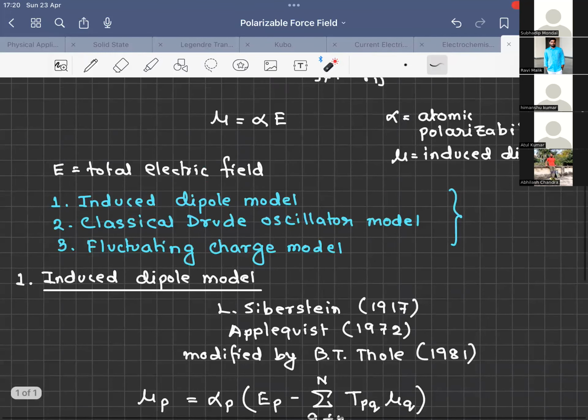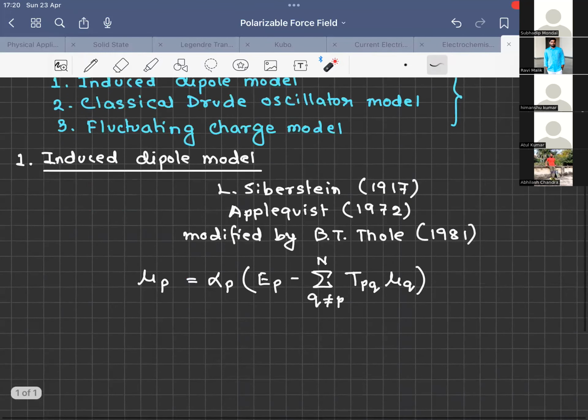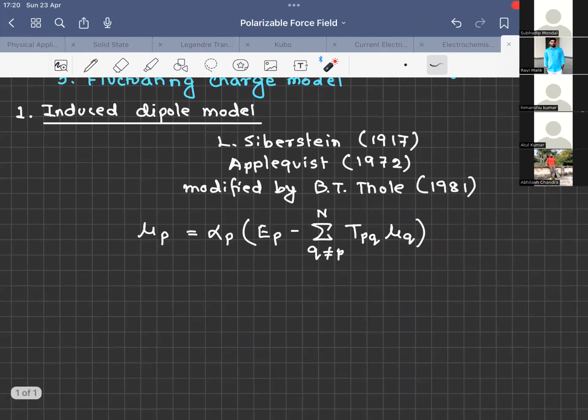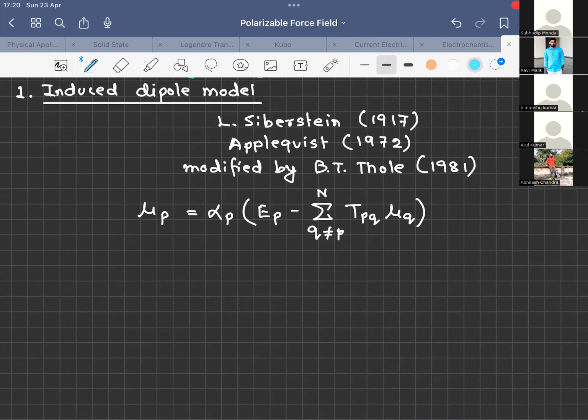In this equation, this is the simple mu equals alpha times E. Here I expand this E as E_P minus some term. I'll discuss what each is one by one. This is T_PQ. Alpha is the atomic polarizability tensor of this particular atom index P, and mu_Q is the induced dipole moment of another atom, that is the Qth atom.